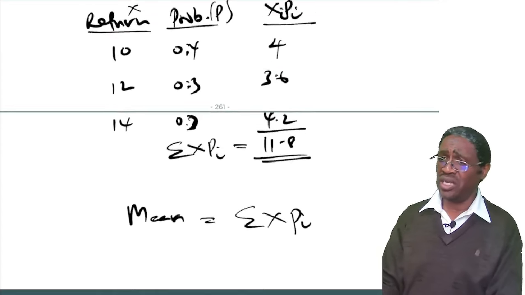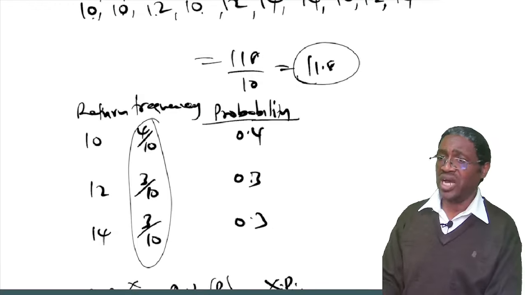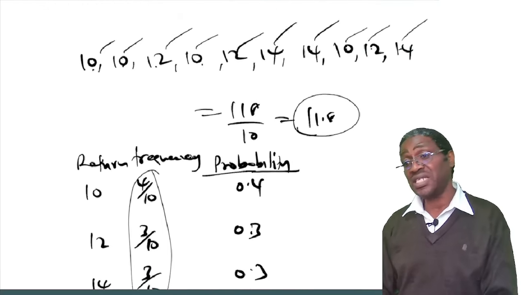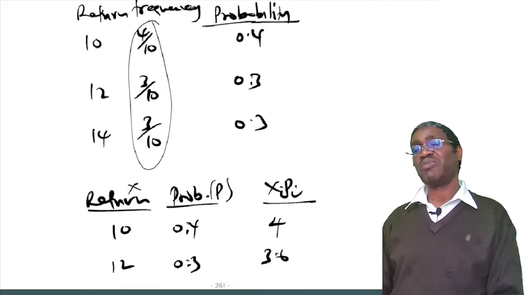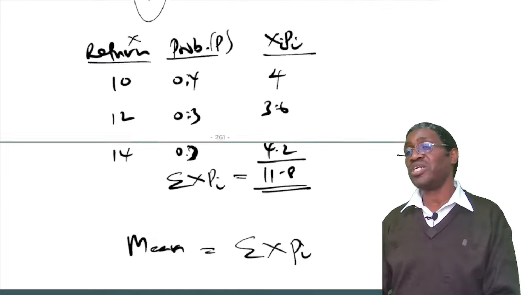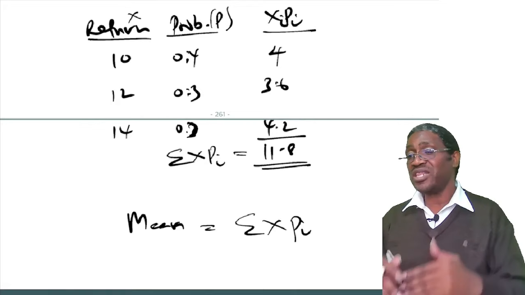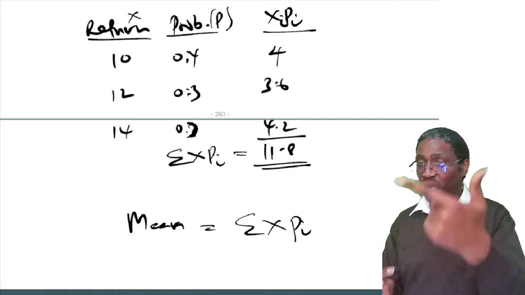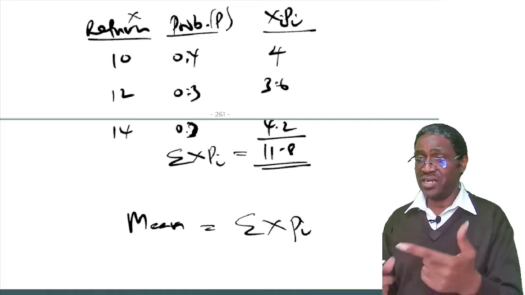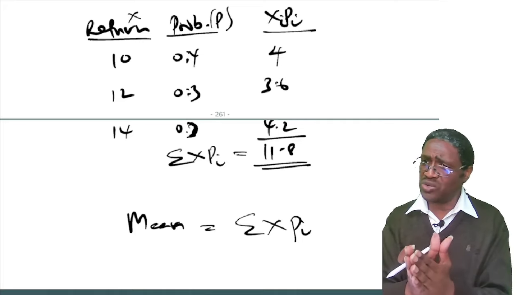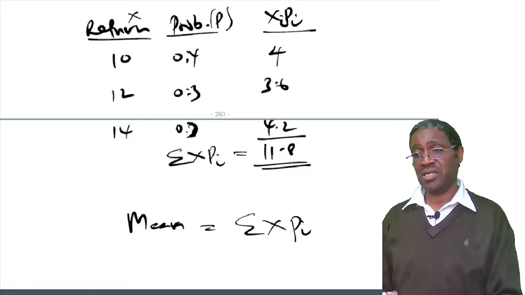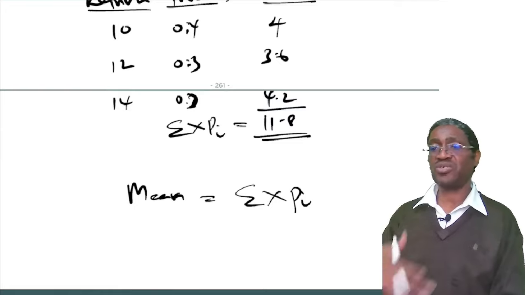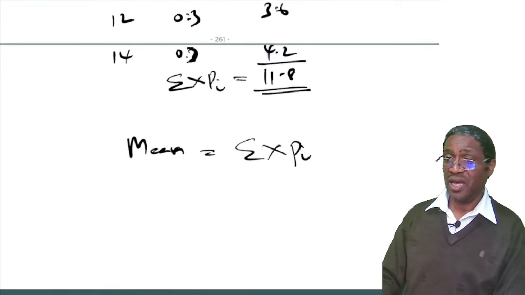When I was using the raw data, I divided the sum of those returns by 10. But now, when I'm given probabilities, I don't divide by 10, because to get the frequencies I was taking 4 divided by 10, and those same frequencies give me the probability, the chance being 40%, 30%, or 0.4, and so on. Are you there now?